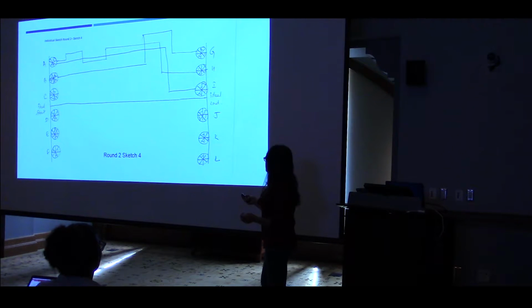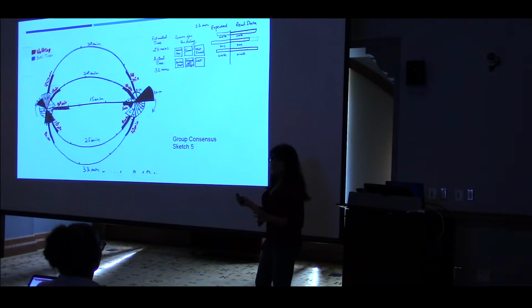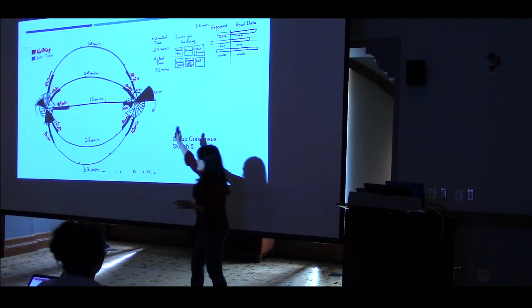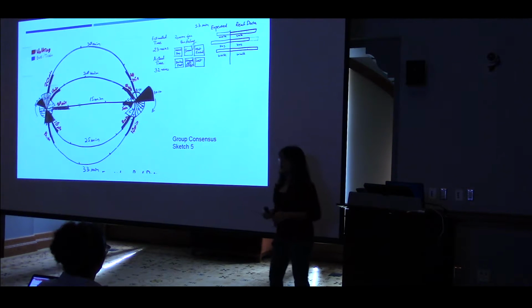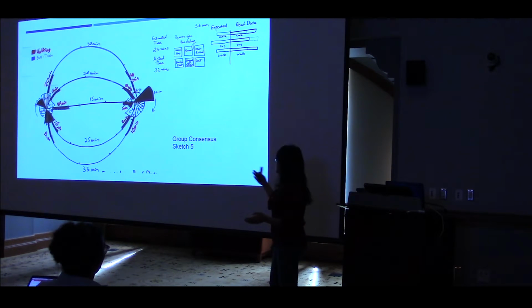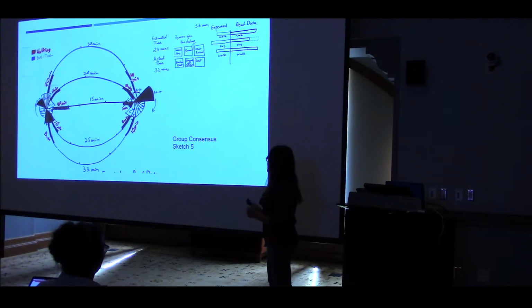After this round 2 sketch, the group gathered together to do a group sketch. And this is the group sketch that this particular group has generated. And you can see some of the students' ideas are represented in the final group sketch. And by looking through the process, we can kind of see how their ideas evolved and how the group collaboration happened.